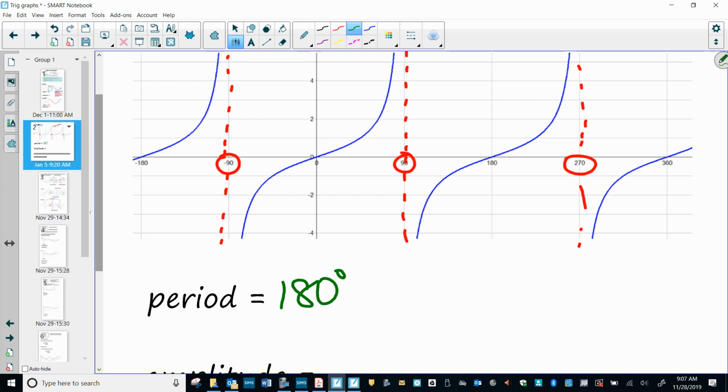What do you mean it's not always going to be 180? It's not going to be 180 for all graphs, that's what I'm trying to say. It's not a rule that it's always 180 for every period. For the tan x graph, the period is 180 degrees. Oh, so it is.